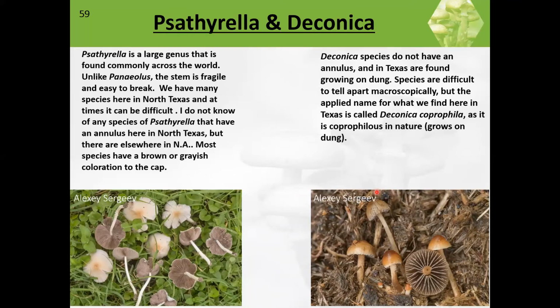Cytharella and Deconica. I'm gonna start with Deconica first because I was just talking about it in the cow fields. If you're ever in the cow fields, you'll run into this little specimen or this species right here. Deconica typically don't have an annulus, and in Texas, they're found growing on dung. The species are hard to tell apart macroscopically, but in Texas, the accepted name is Deconica coprophylla, right? Coprophilous means that it grows specifically on dung. So coprophylla means that this is a mushroom that grows on dung.